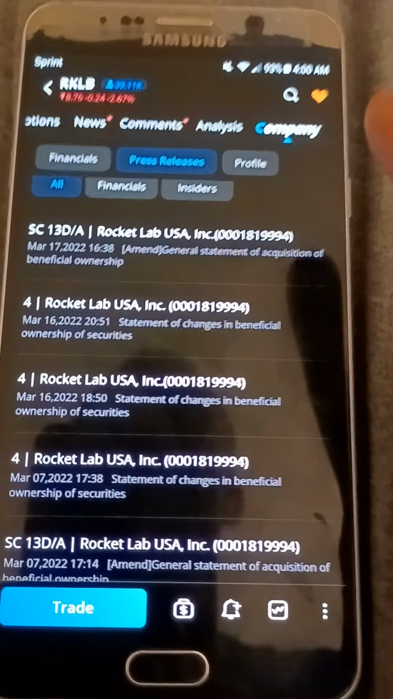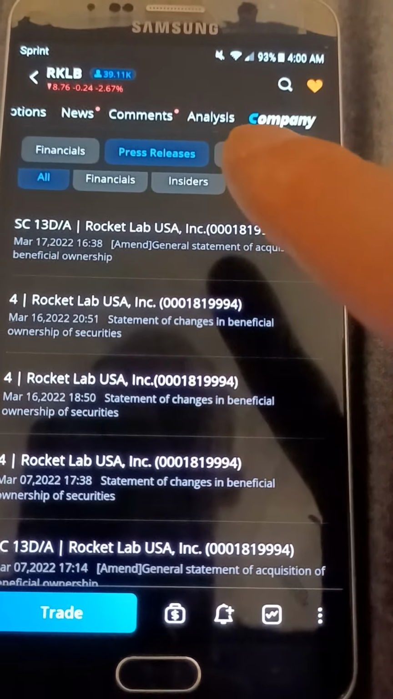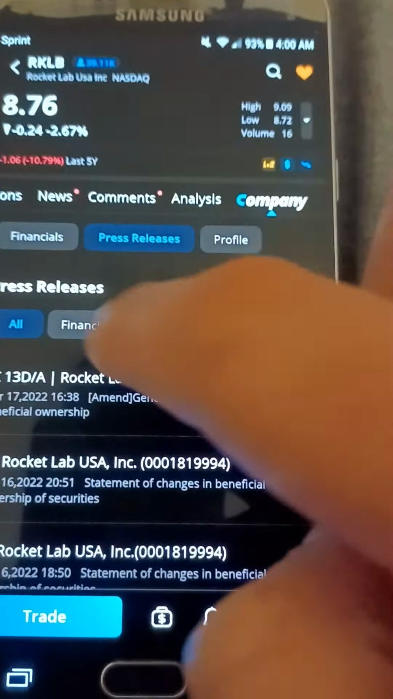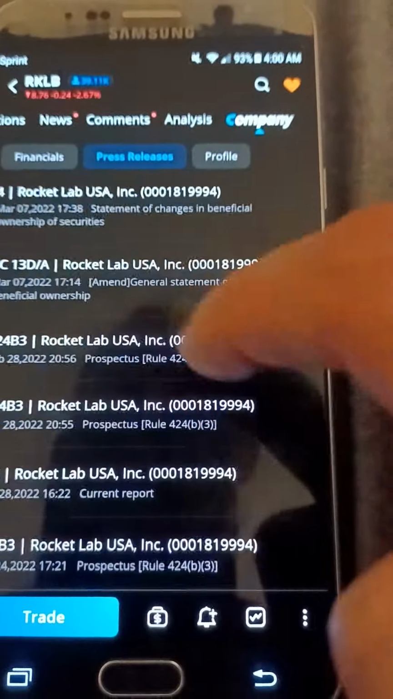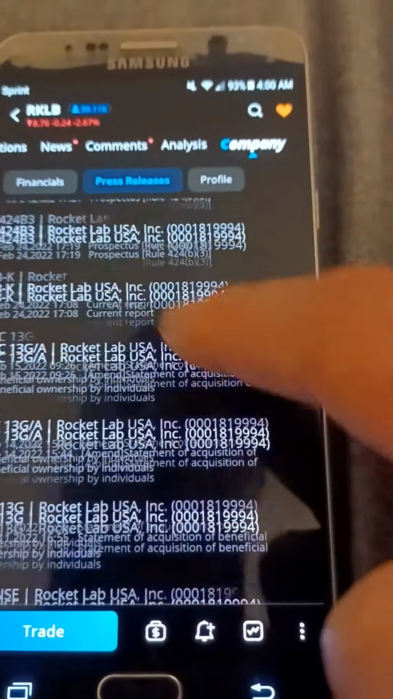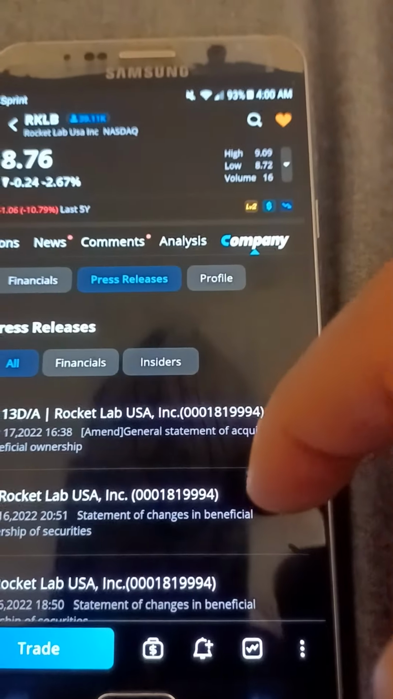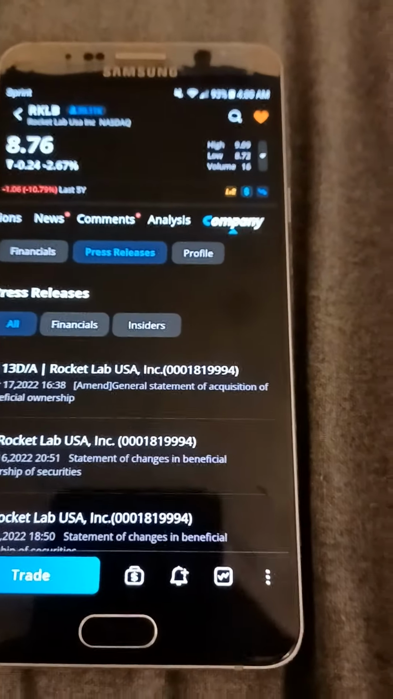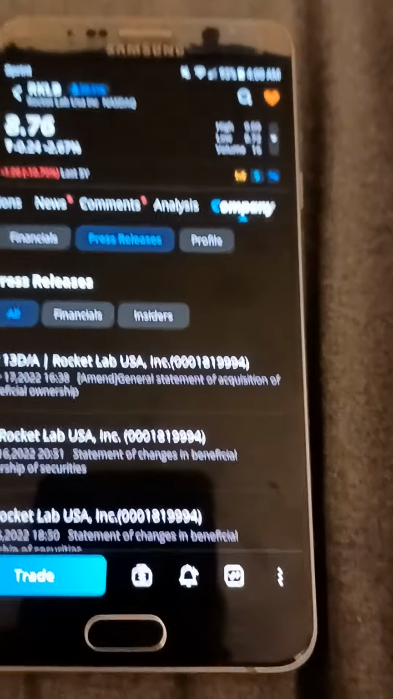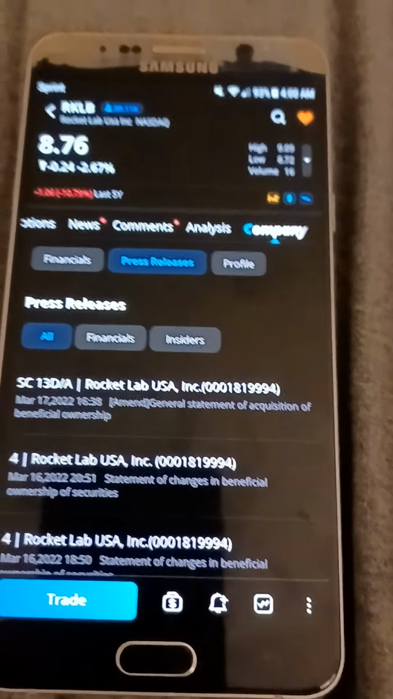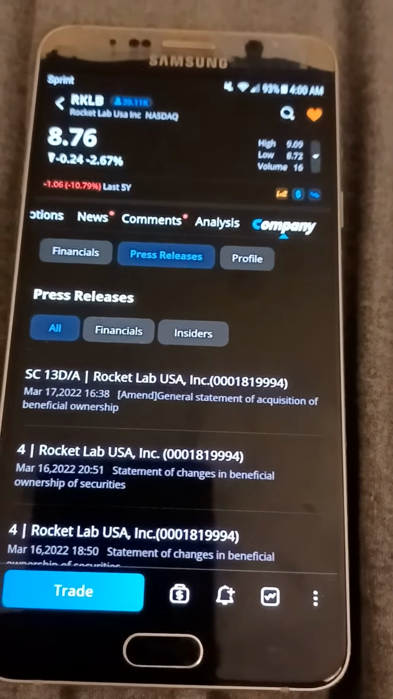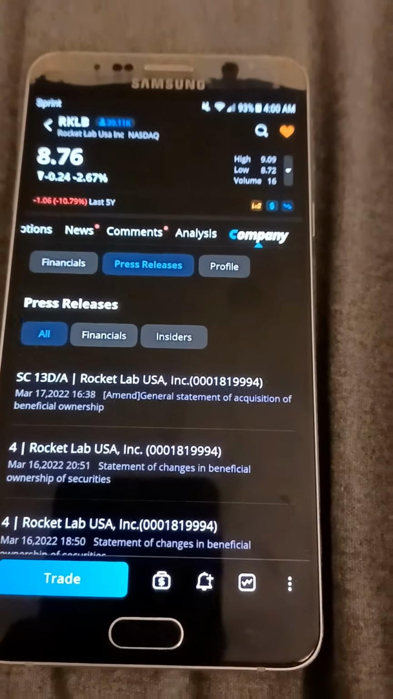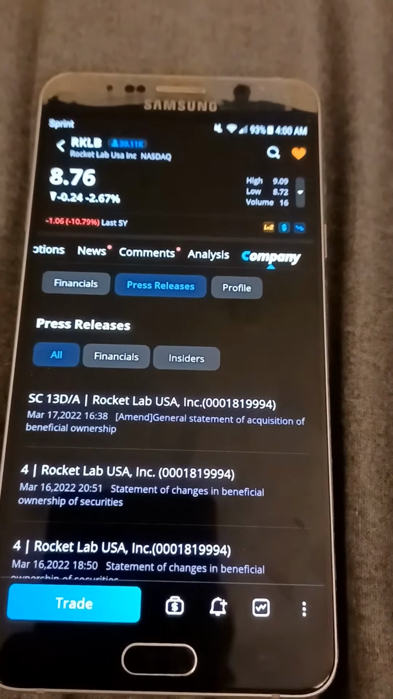You're going to go to company, you're going to go to press releases, and you can set it to financials if you want, but all you have to do is scroll and look for 8K, and that should pretty much give you all the info you need. Now, reading through SEC filings, there's a lot there, lots of lawyer language. You can pretty much skim through them and get the gist of what they mean just by giving it a skim.